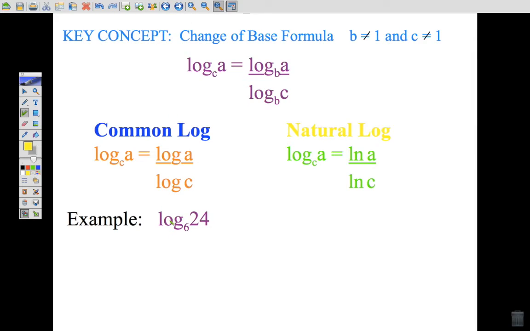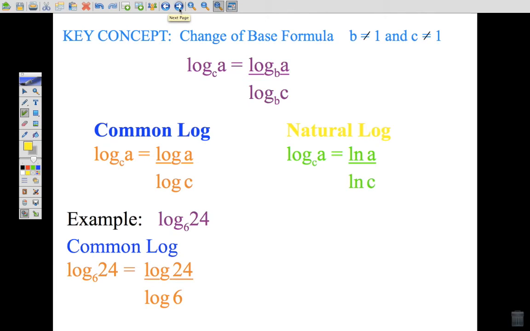I want to evaluate log base 6 of 24, but I don't have a change of base function on my calculator. I could simply take common log of 24 divided by common log of 6, and that would give me 1.774. I could do the same calculation using the natural log.